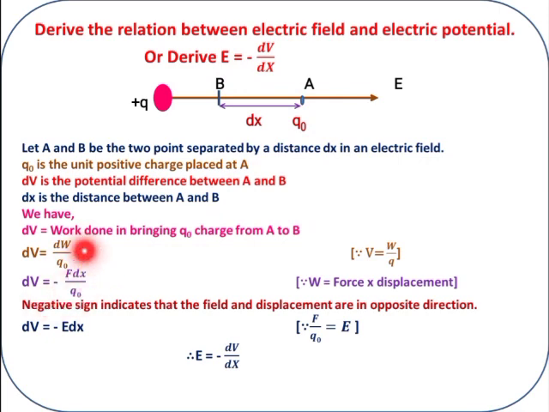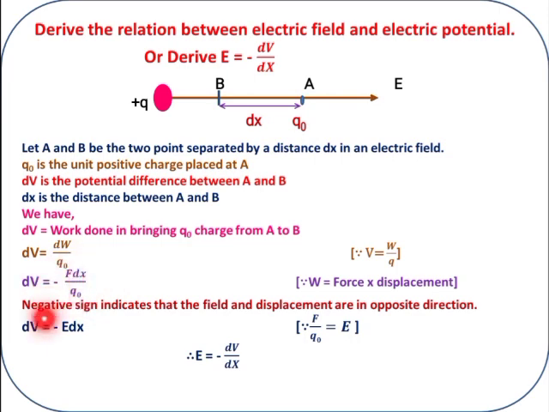Then next, what is work done? Work done is nothing but force into displacement. This is the general expression. So substitute here F into dx. F is force, dx is displacement, here the displacement between these 2 points. Okay. Then Q naught as it is.